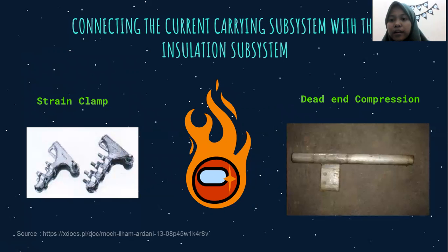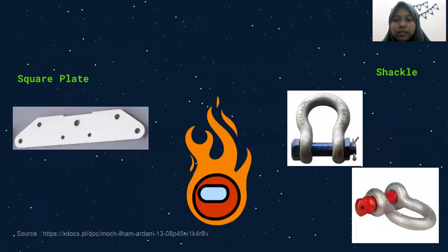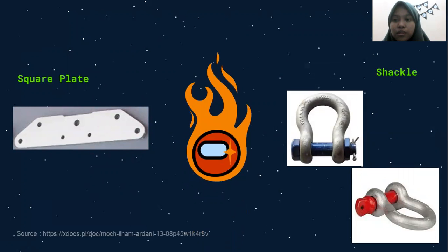And number two is the compression. This component functions as a conductor holder in the tension tower. And then socket clevis and bolt clevis. The socket clevis connects the bolt insulator with the hot yoke on the tension tower, and the bolt clevis connects an insulator socket with a link. And then square plate and shackle. The square plate is the holder or anchor for the conductor in the double conductor suspension tower and tension tower, and the shackle is to connect the link with the tower.